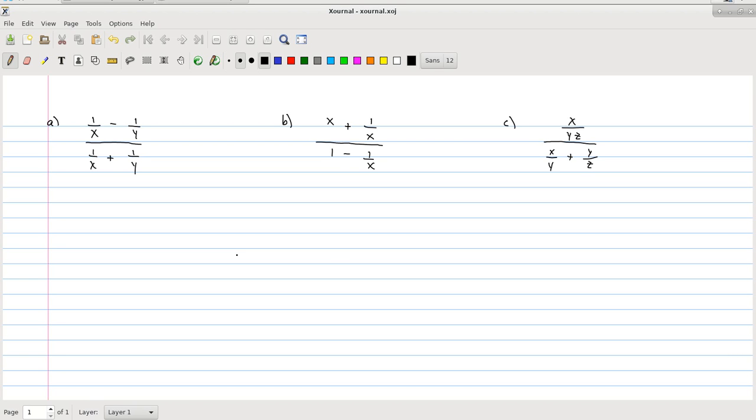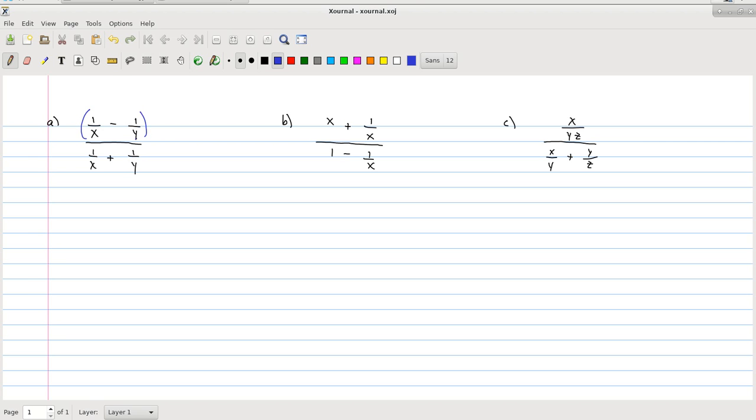Simplify each algebraic fraction. Part A, 1 over x minus 1 over y divided by 1 over x plus 1 over y. I see we have this compound fraction that has fractions inside of a fraction. So what I want to do first is identify the common denominator among all the fractions inside, which in this case, if we look at each of our denominators, our LCD will be xy.